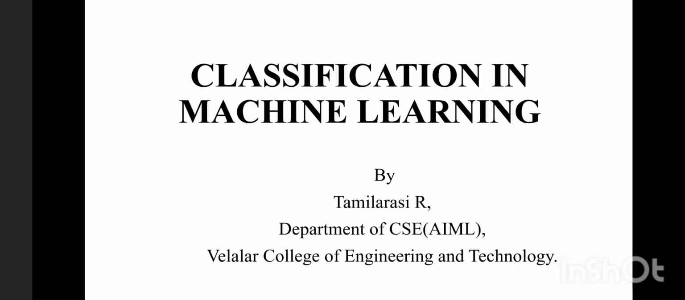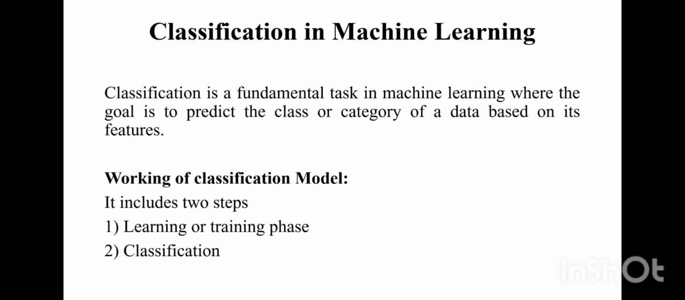Today I am going to present about classification in machine learning, because machine learning is one of the fastest growing technologies in today's world. Then what is classification? Classification is one of the most important tasks in machine learning. The main goal is to predict the category or class of data based on its features. It is widely used in healthcare, banking, security and recommendation systems.